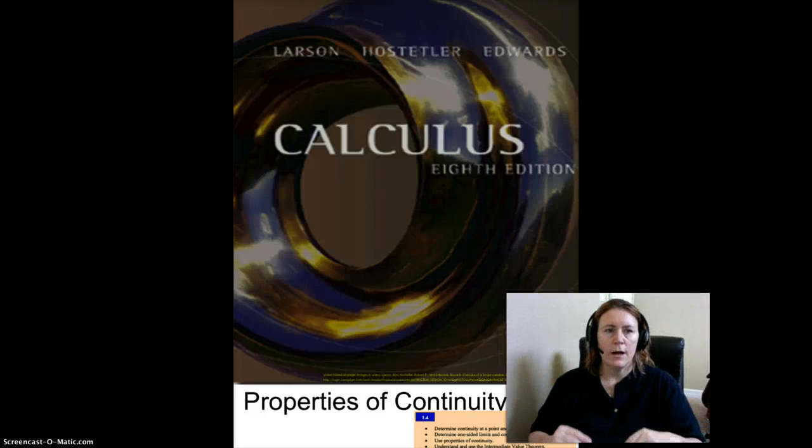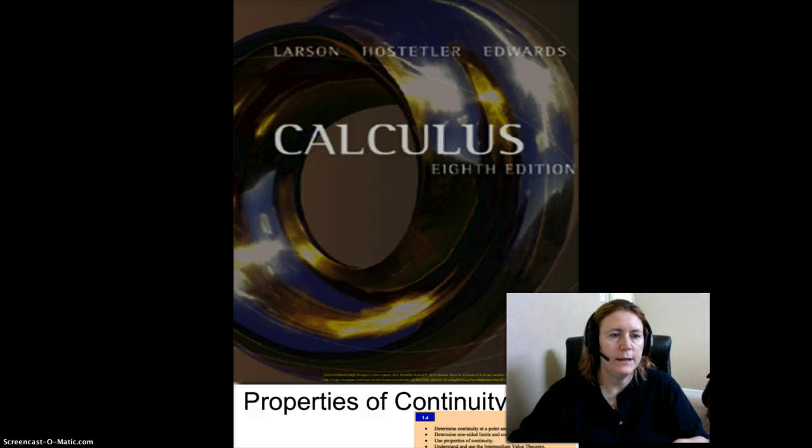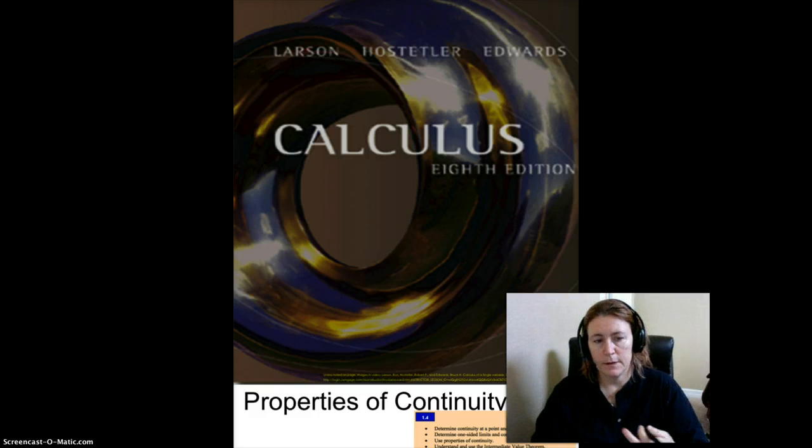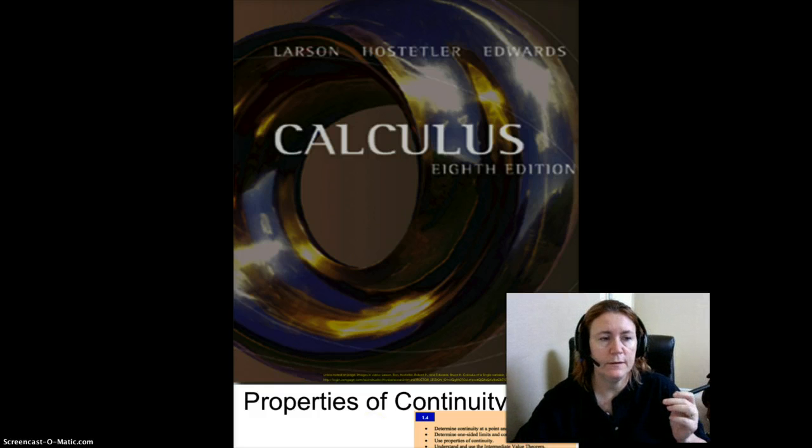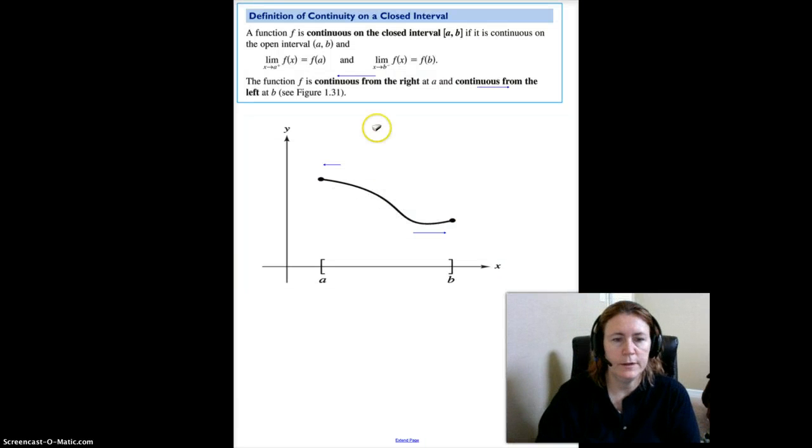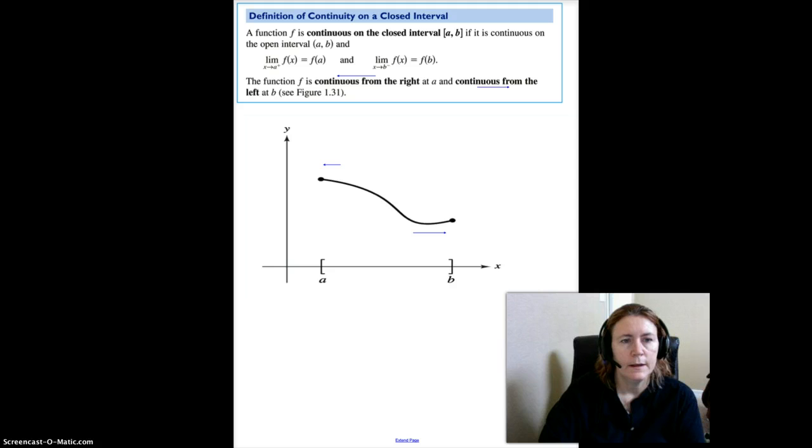All right, now let's talk about the properties of continuity. You're going to need to be able to not only know these, but use these. The definition of continuity on a closed interval is threefold. First, the function must be continuous on the open interval. So that's the first thing you have to show, is that it's continuous on the open interval.